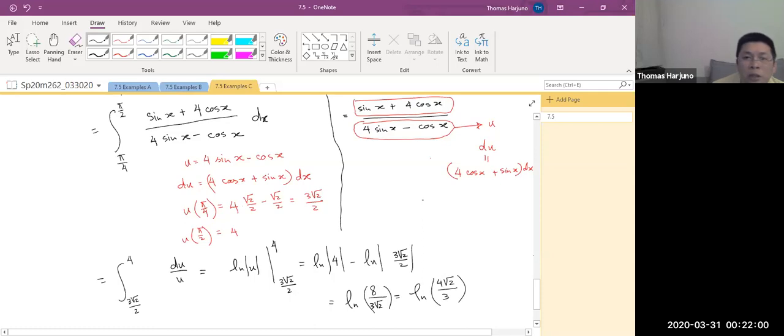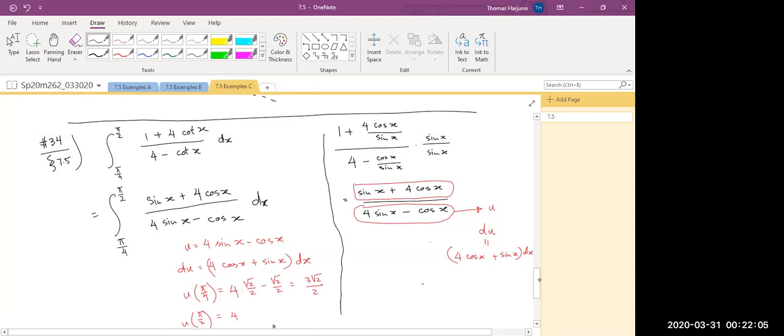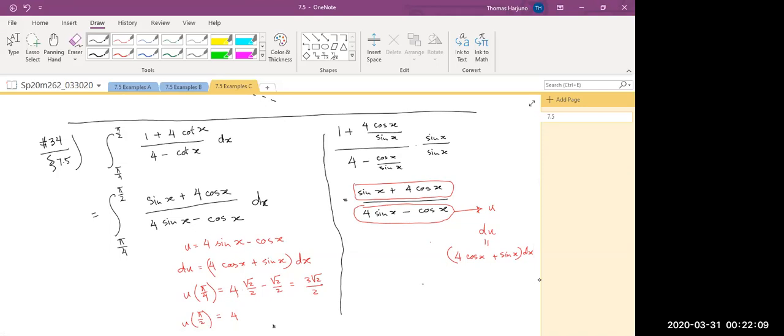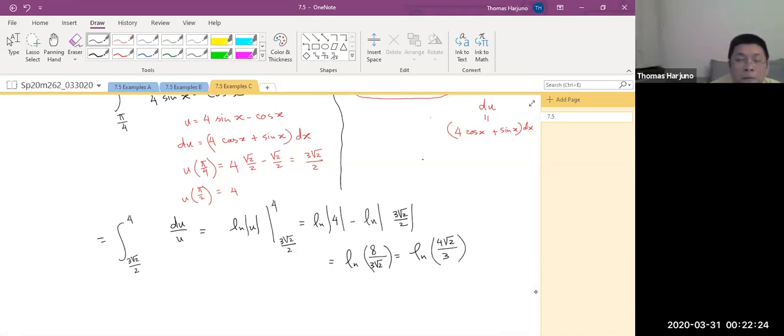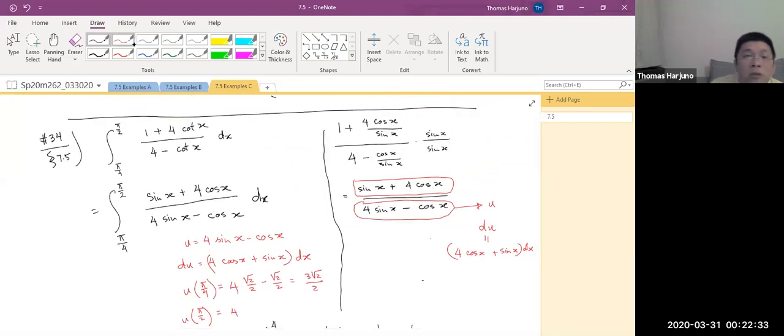What question is this again? Number 34? It's 34, yeah. Anybody have the solution? Isn't it ln of 4 square root 2 over 3? Yeah, that's what I have here. Okay, yeah, that's what I got. I didn't really pay attention to this though. Yeah, let's mark this here.